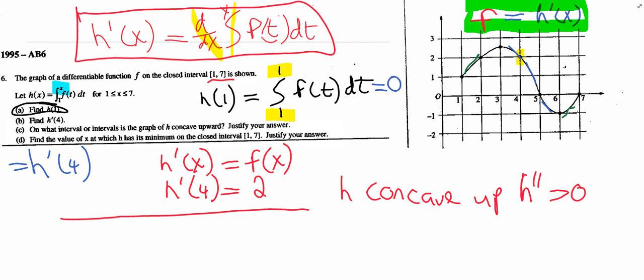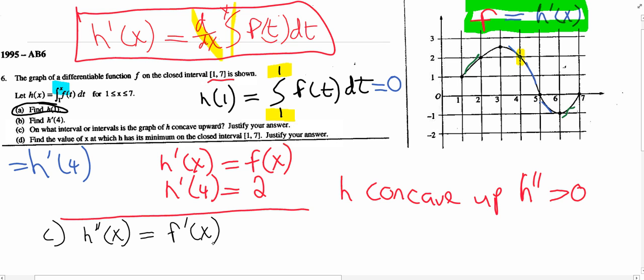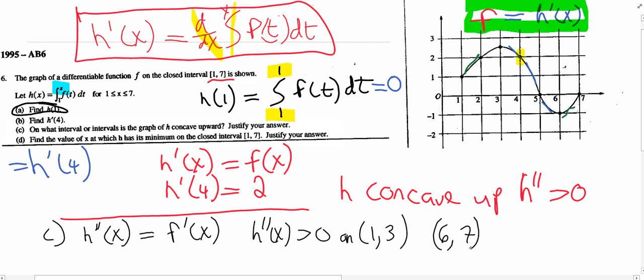So for part C, we can just write that h double prime of x is equal to f prime of x, and h double prime of x is greater than 0 on 1 to 3, and from, looks like, 6 to 7. And that should pretty much satisfy that part of it.